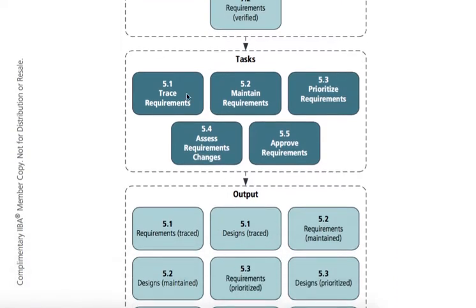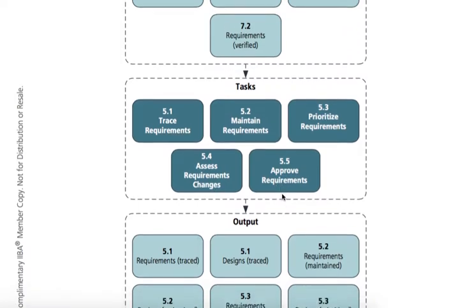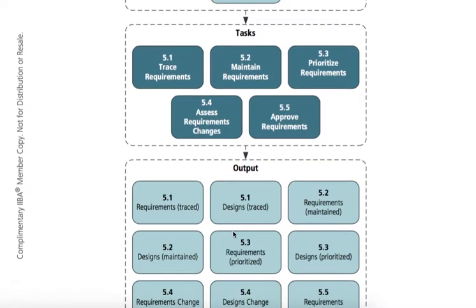But if you see the tasks here, there are 5 tasks: trace the requirement, maintain the requirement, prioritize the requirement, assess the requirement changes, approve the requirements. Okay, these are the tasks, and this is the output you have seen.